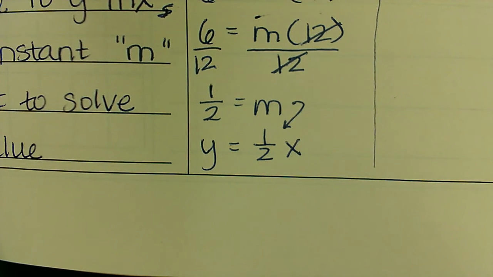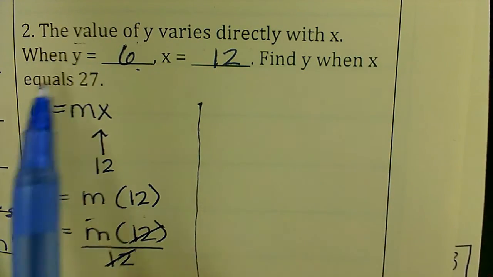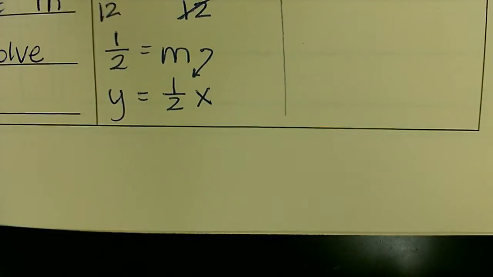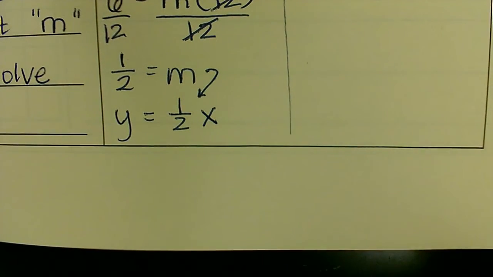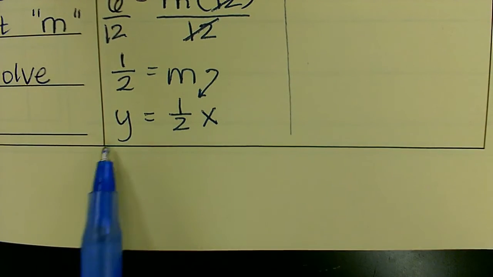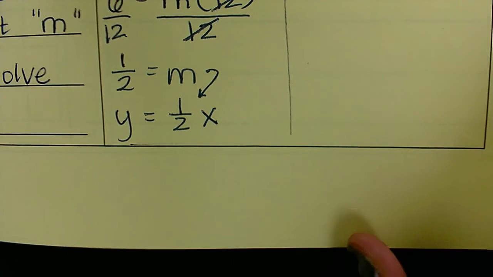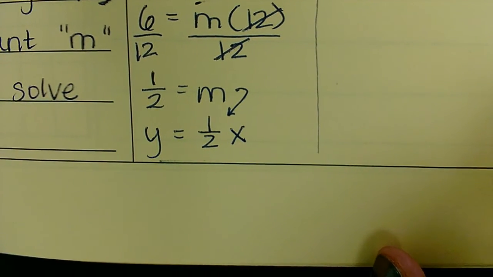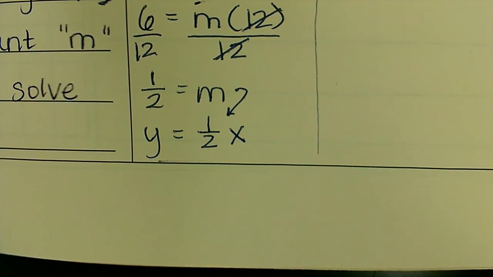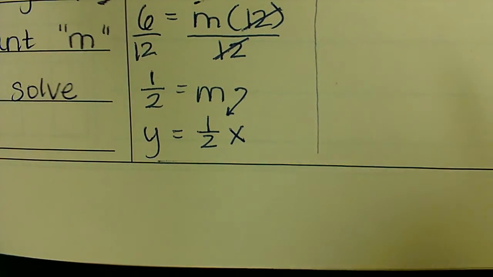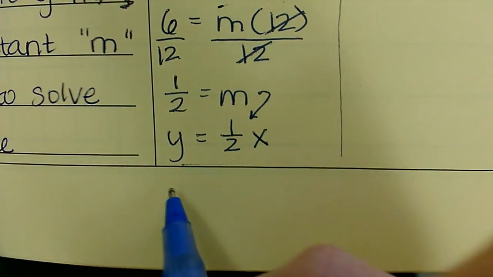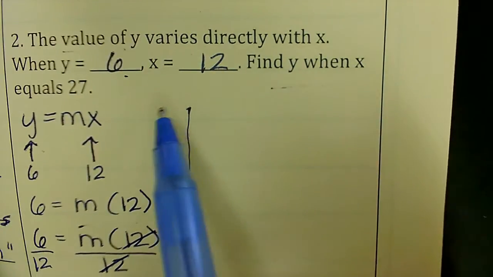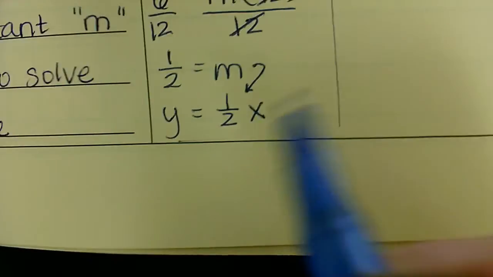So does anyone have an idea of what I could do? So I have a formula. I want to find y when x equals 27. Does anyone have any ideas of what we could do? Anyone? Oh, Brandon, of course. Go ahead. Yes, you are right. If I'm finding y when x equals 27, I'm going to use this formula and I'm going to plug in 27 for x. So y is going to equal 1/2 times 27.